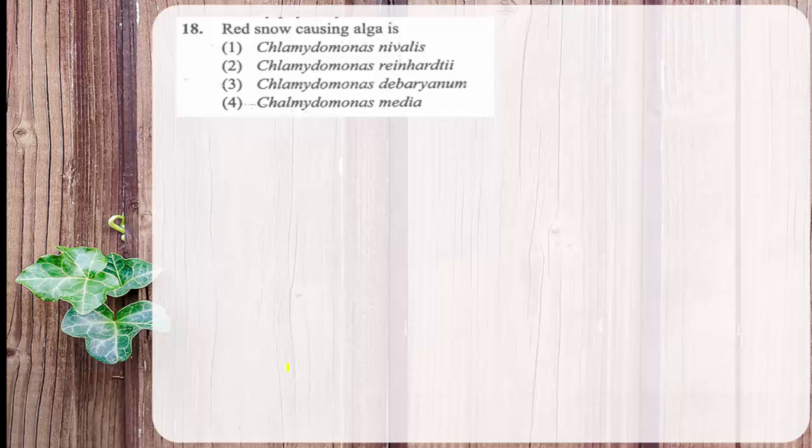Then moving to the next question. This one is also very interesting and the image is also very beautiful. I will show while explaining the answer. Red snow causing alga is. The question is, what is this red snow?